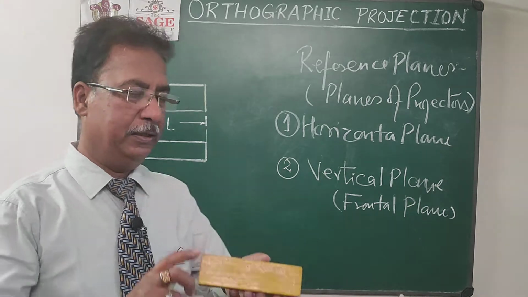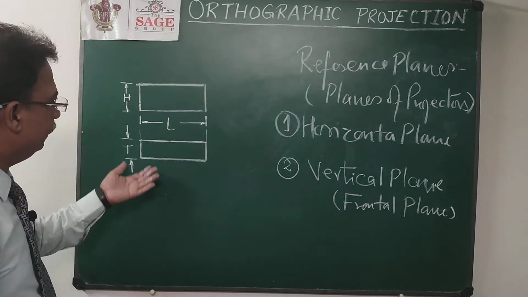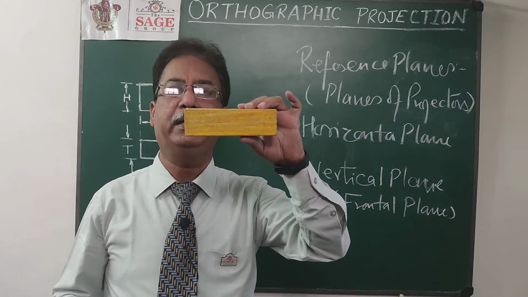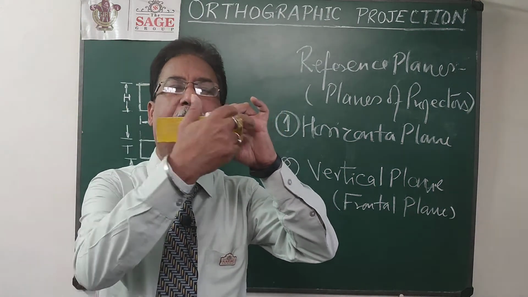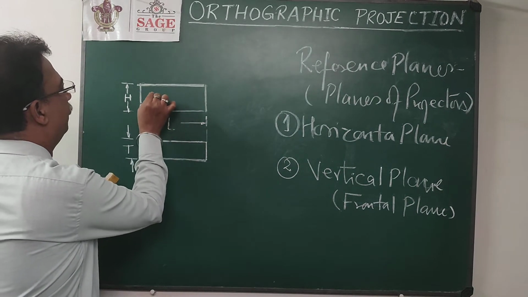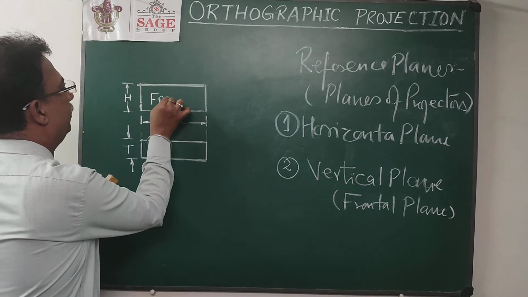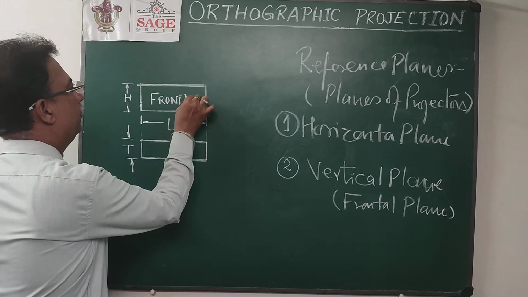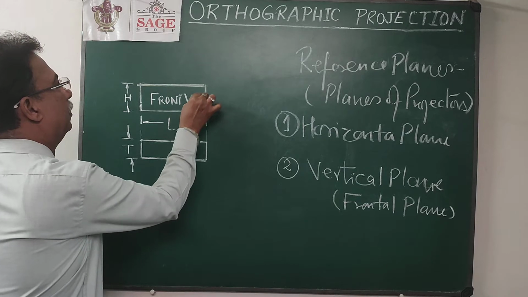So when the same duster, as you see in this figure, in last lecture I have drawn a projection of this object. Looking from the front, we will get the length and the height, that is this view, that is also known as front view. So simple concept will be, look from the front, that is front view.